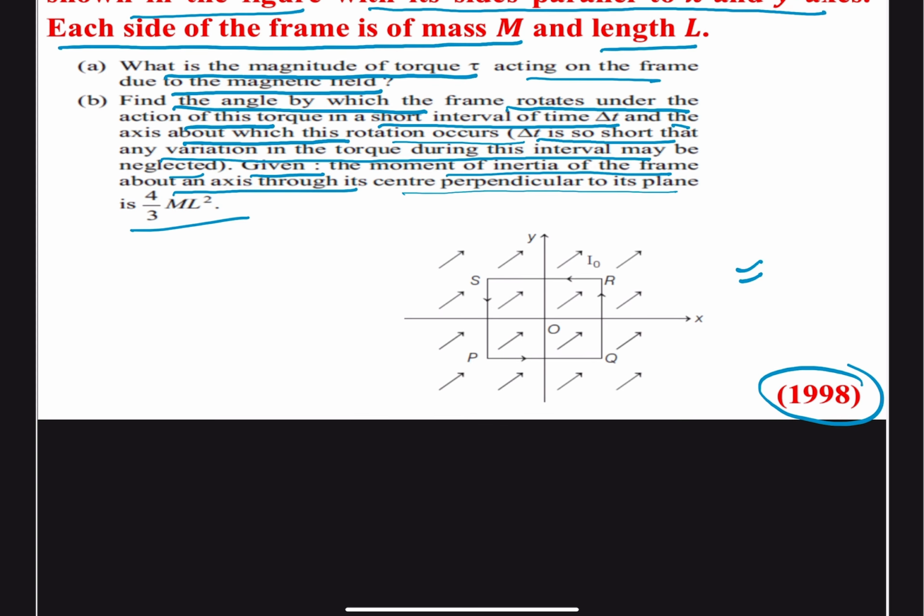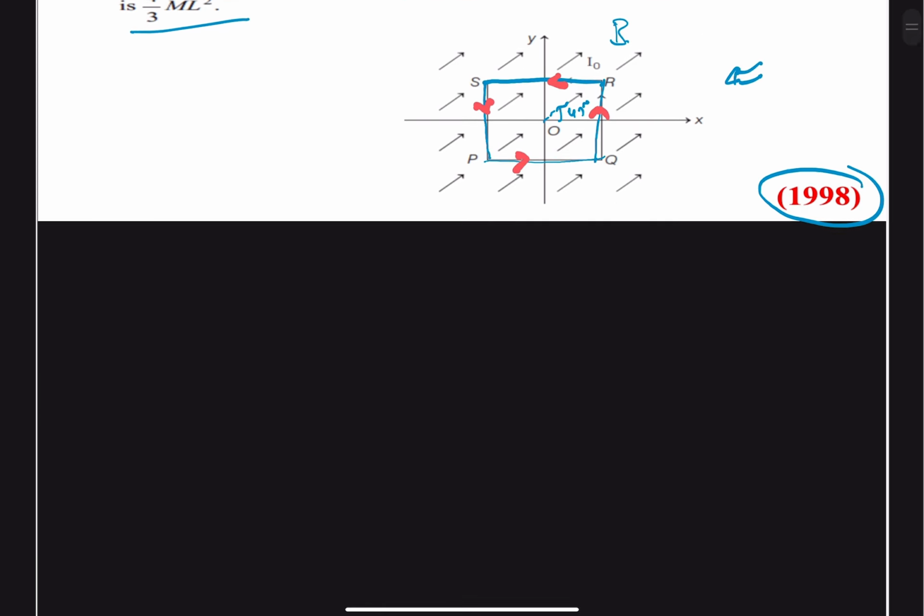So we have a figure. In this we have a square plane, and that is given as PQRS. And on this square there is a magnetic field B, and this magnetic field B is making an angle of 45 degree with the x-axis, and the current direction is also given, and the magnitude is I0 that is flowing through this square. So first of all, we are going to find out the torque acting on the frame due to the magnetic field. So let us start with part A.